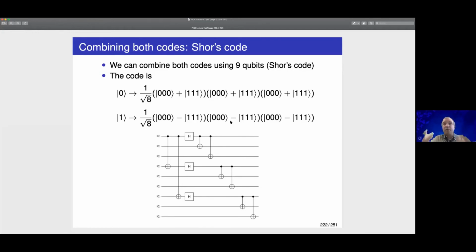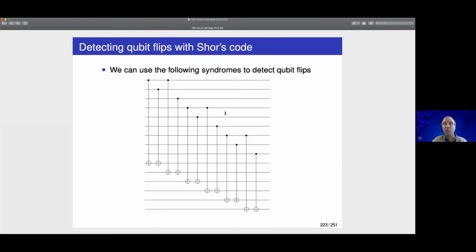idea is that now you can measure syndromes for both codes. For instance, if you want to check whether there is a qubit flip, you use this syndrome, which you can see is 3 repetitions of the circuit that we use to measure the syndrome with 3 qubits. So this is measuring a qubit flip in these 3 qubits, this is measuring a qubit flip in these 3 qubits, and this is measuring a qubit flip in these 3 qubits. Since I'm using a concatenation of codes, I use the syndrome in each of the blocks that corresponds to the code that I'm using.